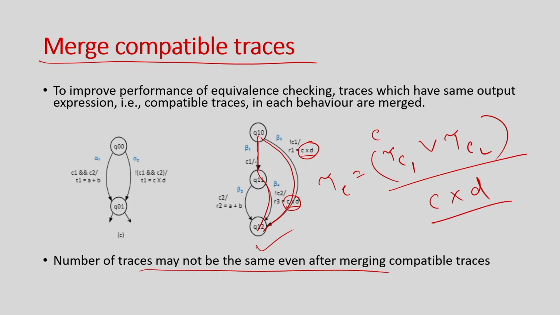For this case it will become the same. There are two traces here, trace 1 and trace 2. So, for this case the number of traces becomes the same after merging compatible traces, but in general the number of traces may not become the same even after this, because of some complex transformation which stops us from merging these compatible traces.